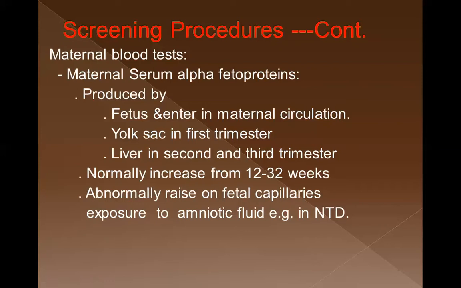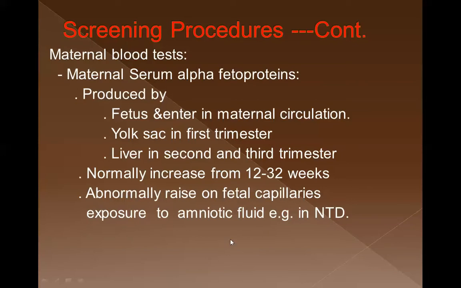What are these tests? Maternal blood test, maternal serum alpha fetoprotein. It is produced by the fetus and enters the maternal circulation, in the yolk sac in the first trimester and in the liver in the second and third trimester. Normally it increases from 12 to 32 weeks. Abnormal rise occurs when fetal capillaries are exposed to amniotic fluid, like in neural tube defect. So it normally increases from 12 to 32 weeks, but if it increases before that age, it means there is an abnormality and mostly it is a problem of neural tube defect.